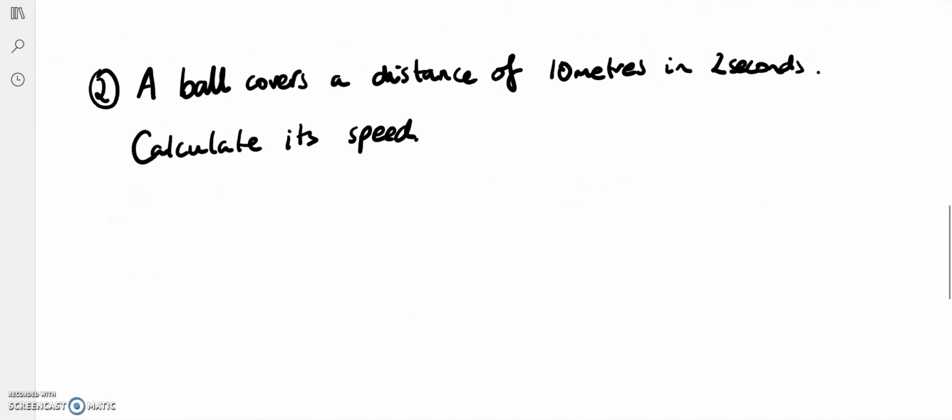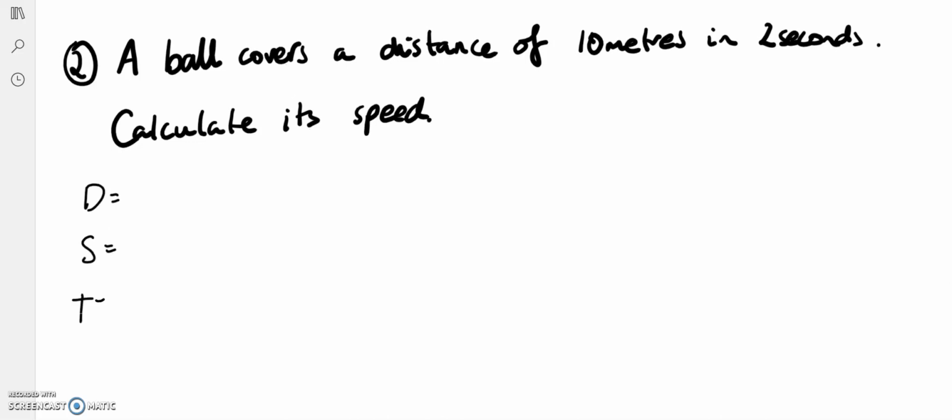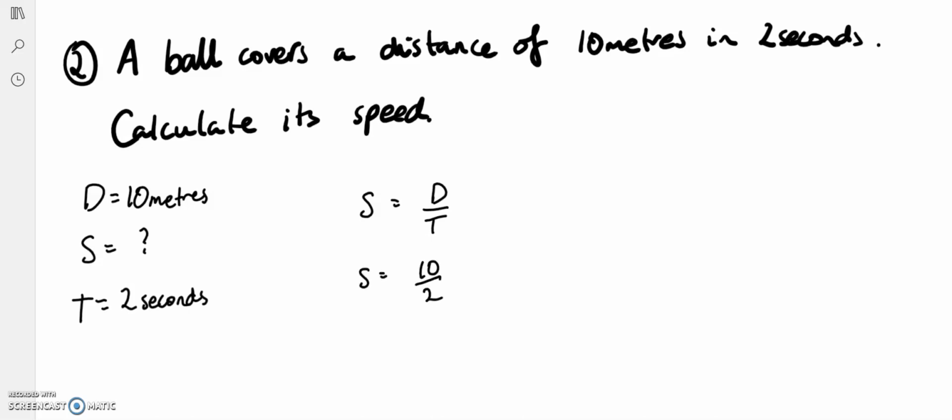Number 2, a ball covers a distance of 10 meters in 2 seconds, calculate its speed. For me, every question starts off D, S and T. So it goes 10 meters, we want to work out the speed, it does that in 2 seconds. Our formula is speed equals distance divided by time. 10 divided by 2, which is 5. What's our unit of measurement? Well, this time it's going to be meters per second, and we're just taking that off the distance and the time here.